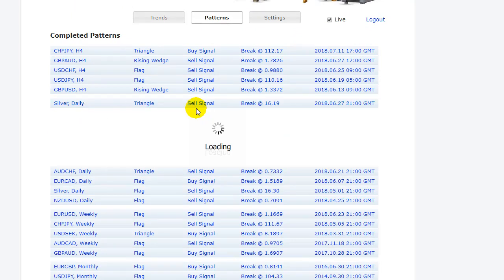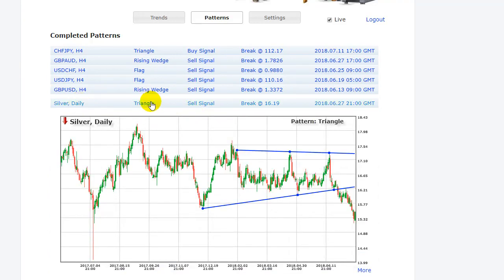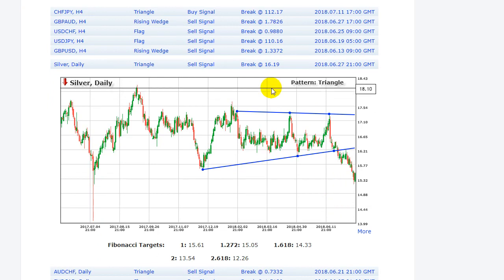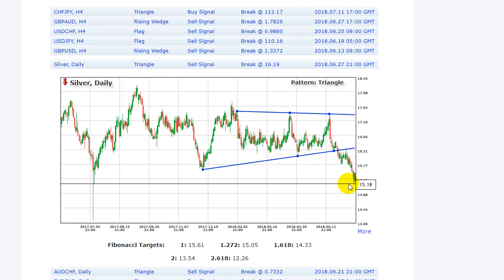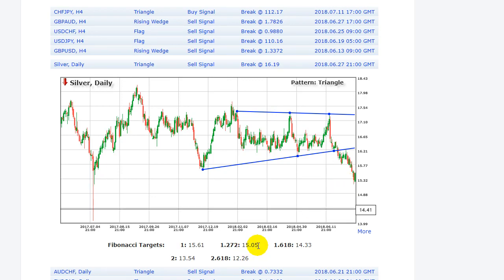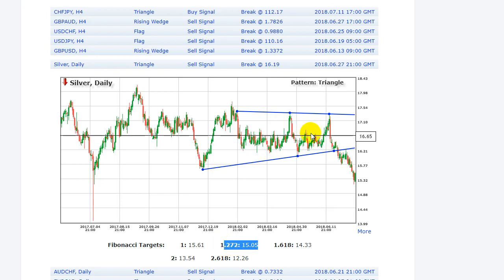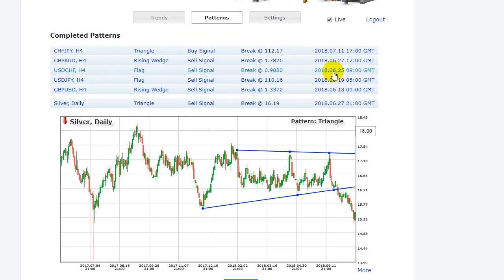Silver. Interesting. It was a sell signal on the daily chart. It was a triangle breakdown, and you can see that price just plummeted here. It was a breakout at 1619, and our first target was 1561, and we certainly got to that. We got to 1518, just shy of our second target here. So if you were in this trade, you broke down quite nicely, and you're up over $1 in silver, if you trade silver. So a good setup. It worked out, and that's great.